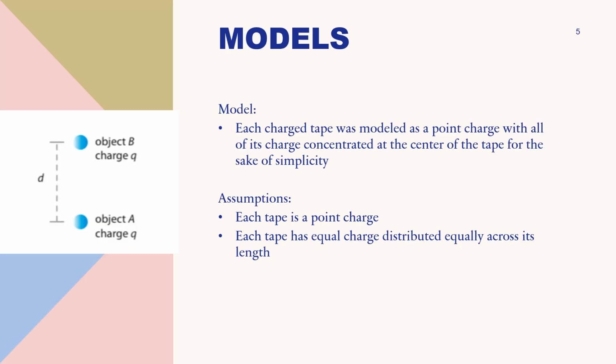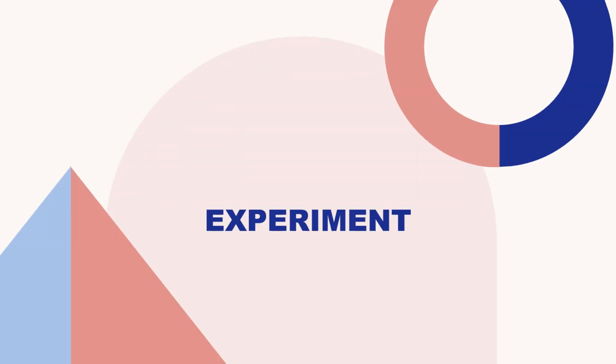The model used here: each charged tape was modeled as a point charge with all of its charge concentrated at the center of the tape for the sake of simplicity. Therefore, Coulomb's law can be used to calculate its charge. The two key assumptions here are that each tape is treated as a point charge, and that each tape has equal charge, and that this charge is distributed equally across its surface.